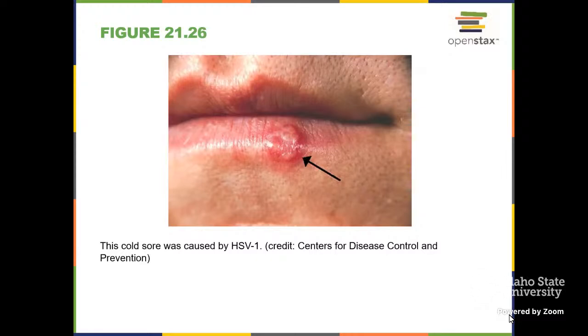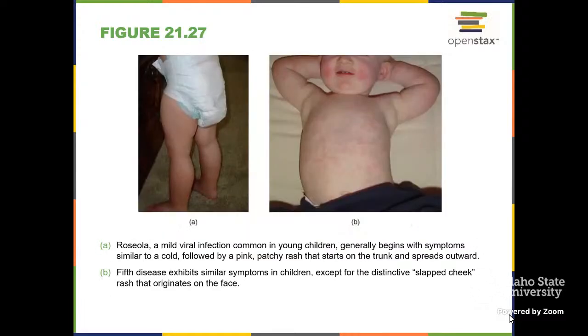Here we are looking at a cold sore, herpes simplex virus type 1, typically what we think about on the face. Type 2, typically what we think about in the genital region. However, they can be flip-flopped, all right? So we'll see the other later. So cold sore, characteristic with that.